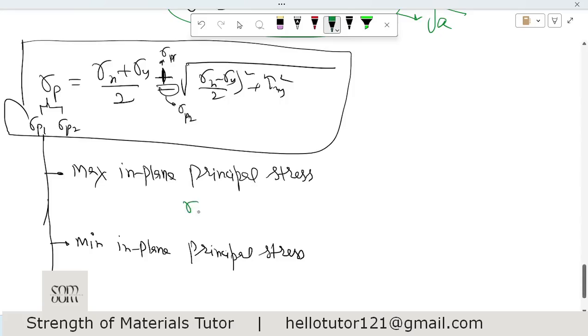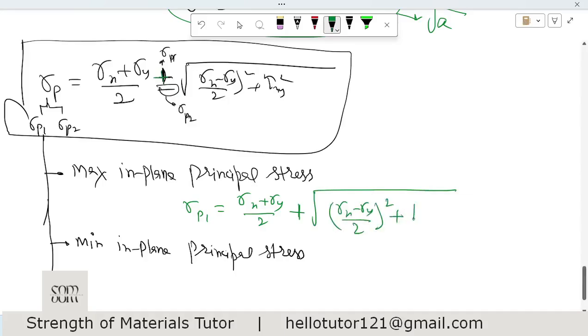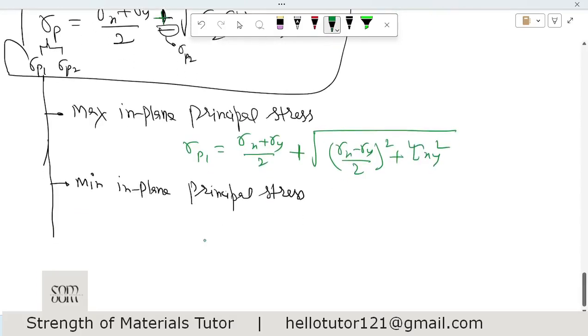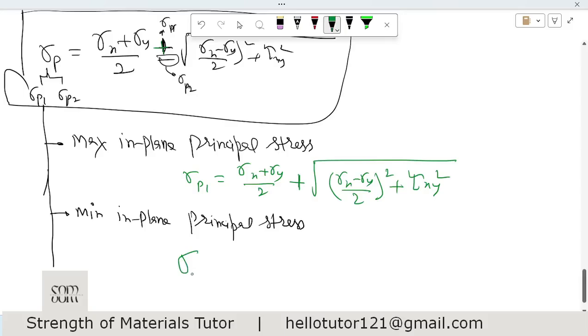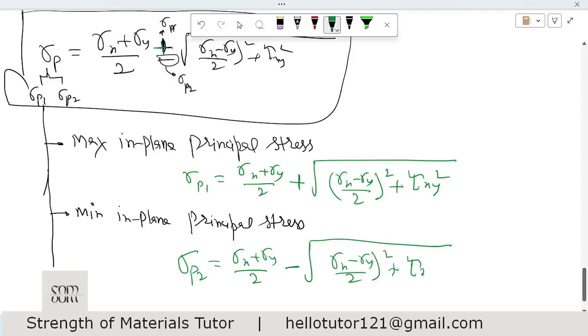It is sigma p1, equal to sigma x plus sigma y divided by 2 plus the square root of sigma x minus sigma y divided by 2 whole square plus tau xy whole square, right. And we have the minimum in plane principal stress sigma p2, equal to sigma x plus sigma y divided by 2 but minus the square root of sigma x minus sigma y divided by 2 whole square plus tau xy whole square, right. So we have these principal stresses.